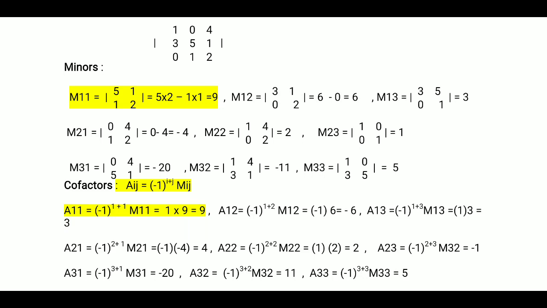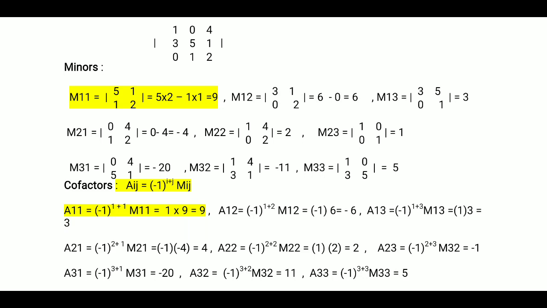Suppose we have to find A11, the cofactor of the first row first column element. It is equal to minus 1 power 1 plus 1, M11, and minus 1 power 1 plus 1, that is minus 1 power 2. So we get 1 into M11, and M11 is 9. So 1 into 9, we get 9.